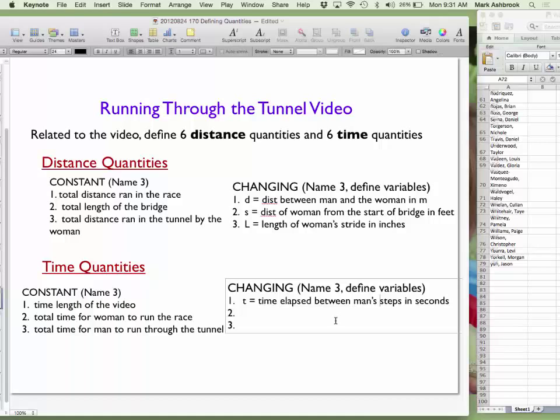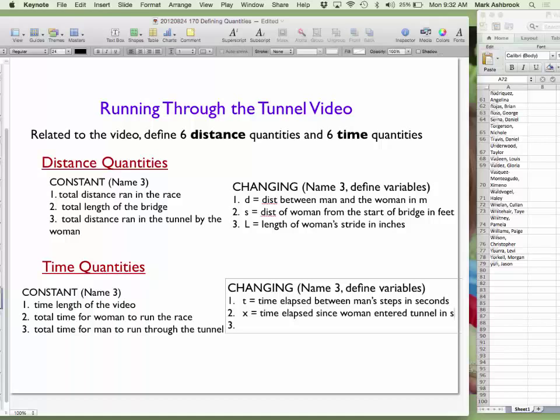Okay, that works. How about another changing time quantity? Where's Nicole? T. The time elapsed since the girl entered the tunnel in seconds. Okay, so what variable do you want to call it? X. Awesome. X equals the time elapsed since the woman entered the tunnel in seconds. How's she do? Good. He says good. The rest of you agree?